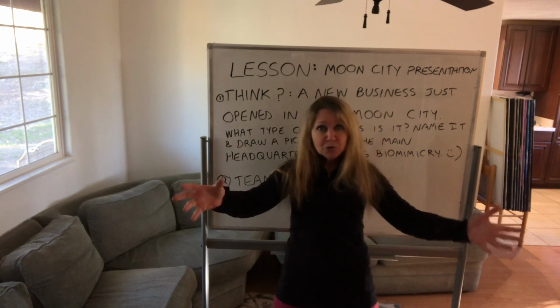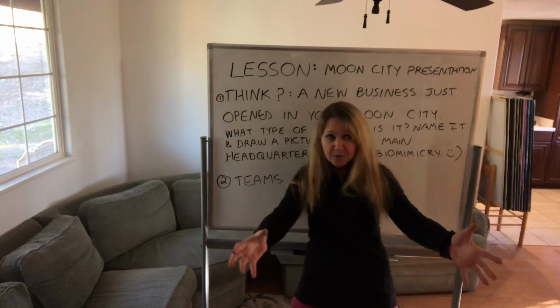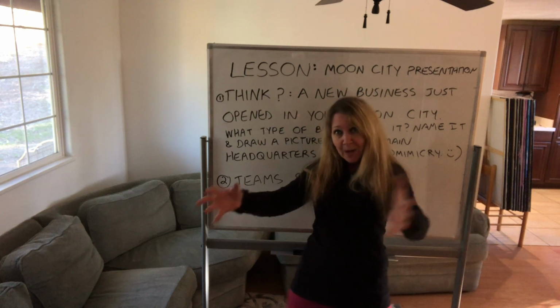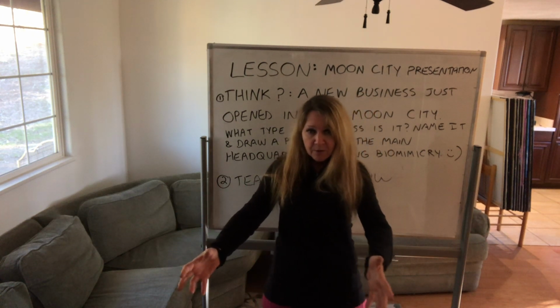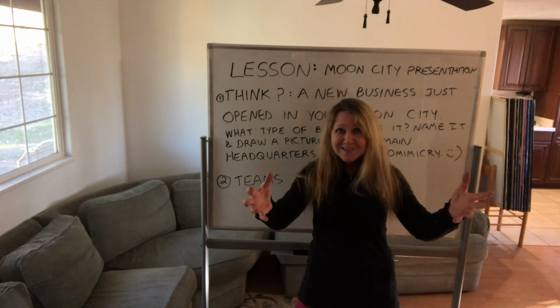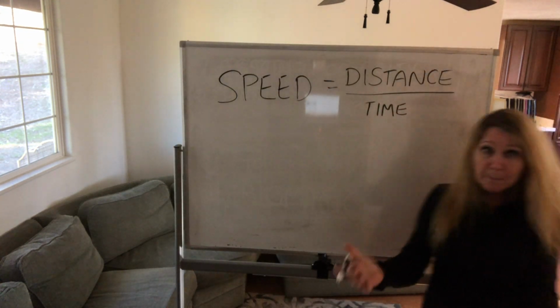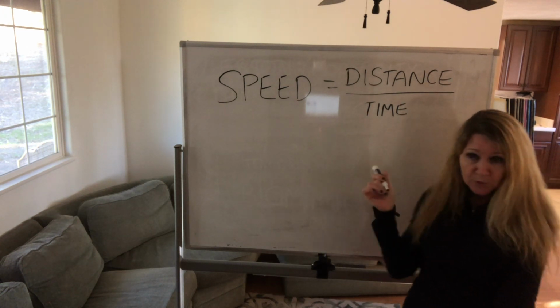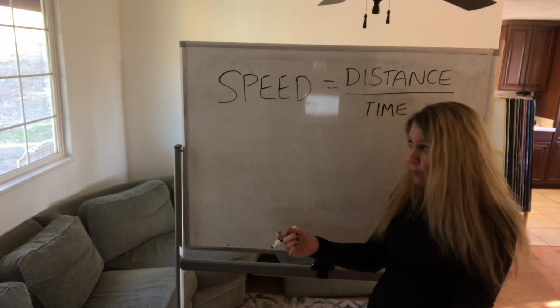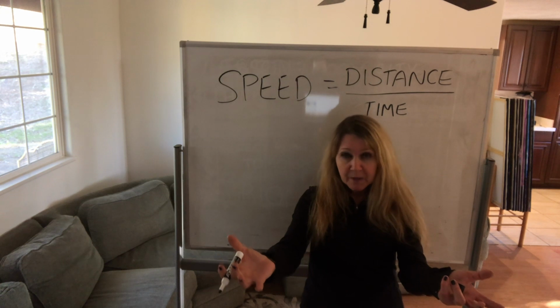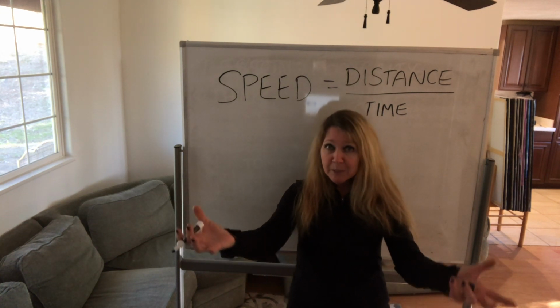So MPH, miles per hour. The miles is the distance and the hours the time. So speed is just distance over time. On the highway, the distance is in miles and the time is in hours, so miles per hour. However, we're supposed to be using the metric system, so we're going to be looking at meters per second.